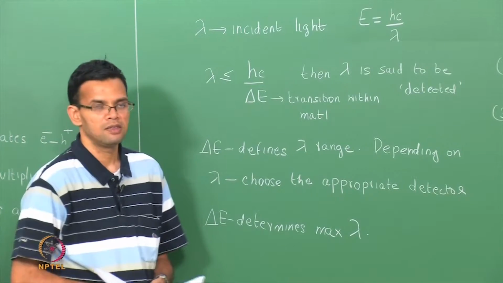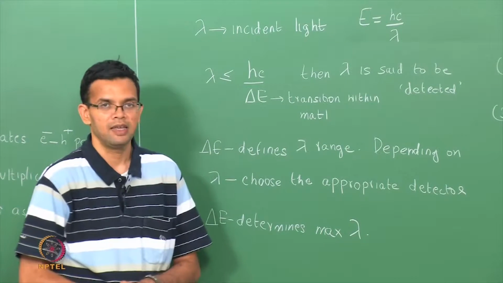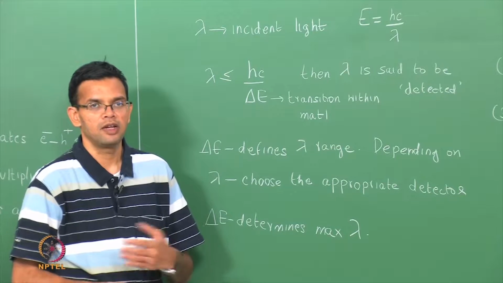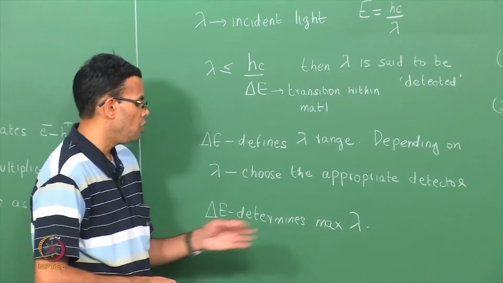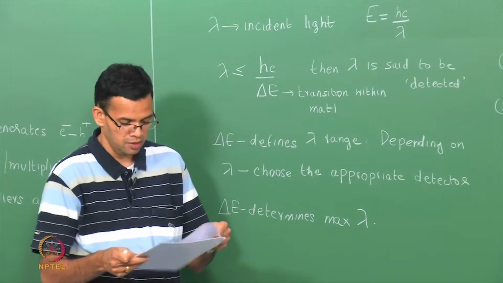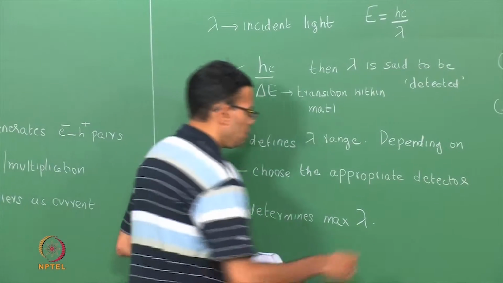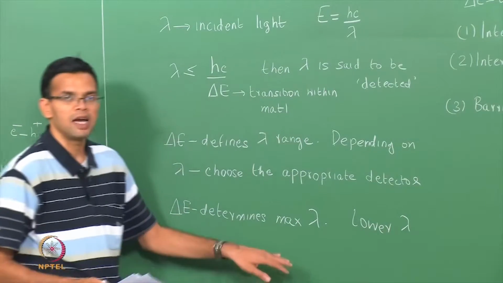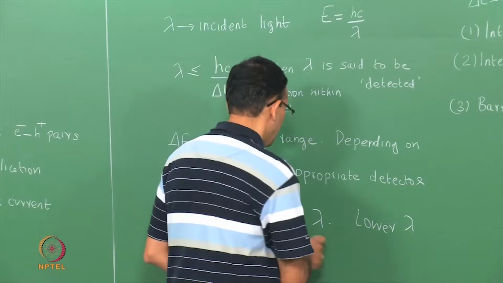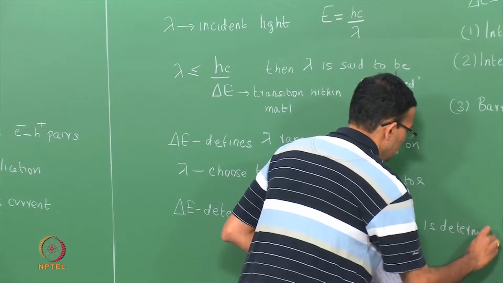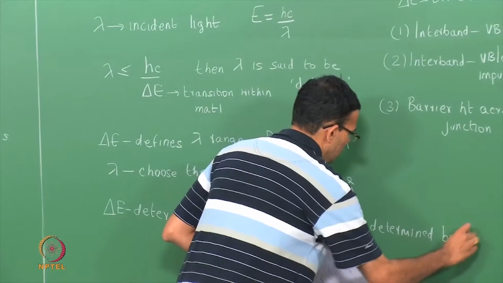So, any wavelength that is larger than that determined by delta E will not be able to produce your electron hole pairs and will not get absorbed. There is also a lower wavelength regime, and that depends upon the absorption coefficient of your material. So, we have a maximum wavelength which is determined by delta E, and the lower wavelength is determined by alpha.